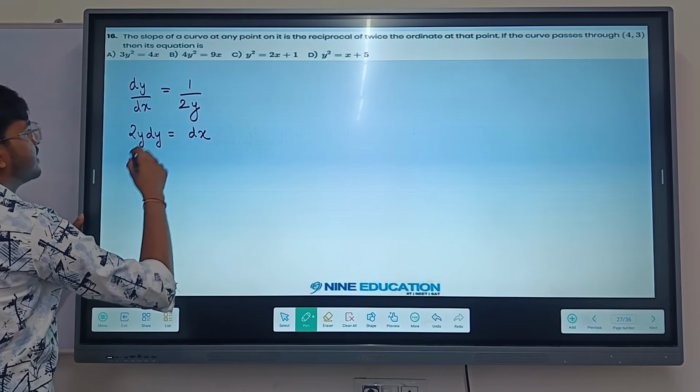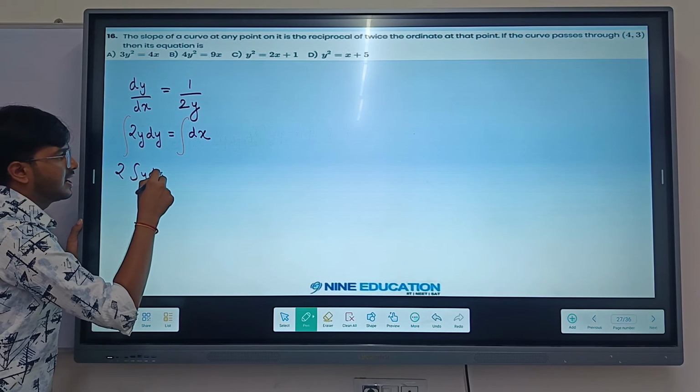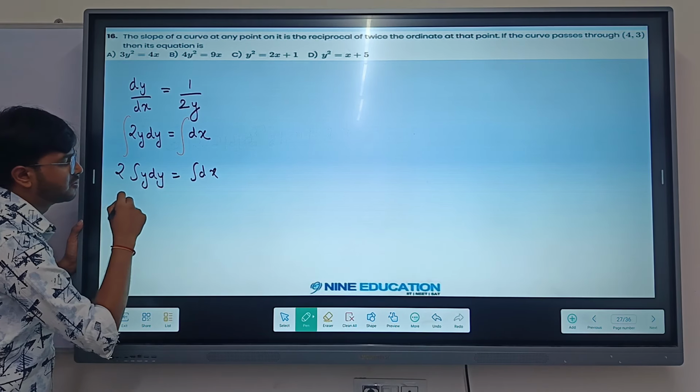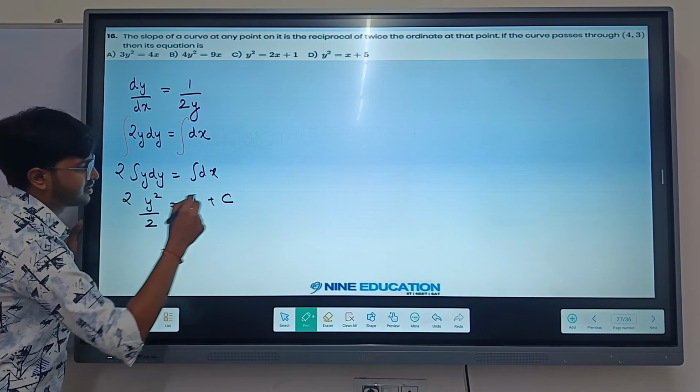2y dy equal to dx. Integrate both sides. So 2 integration y dy equal to integration dx. 2, what is integration of y dy? y square by 2 equal to x plus c.